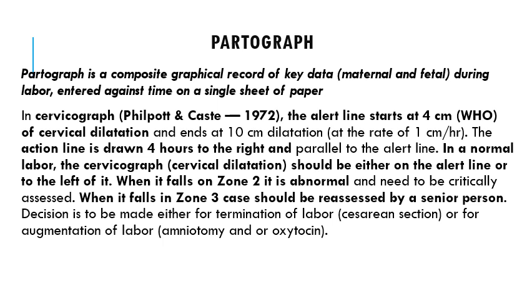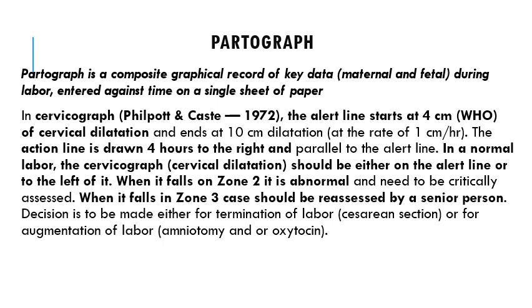Partograph. What is a partograph? It is a composite graphical record of key data, both of the mother and the fetus during labor, entered against time on a single sheet of paper. In the cervicograph, the alert line starts at 4 cm of cervical dilatation as per WHO and ends at 10 cm dilatation. And the action line is drawn 4 hours to its right and it is parallel to the alert line.